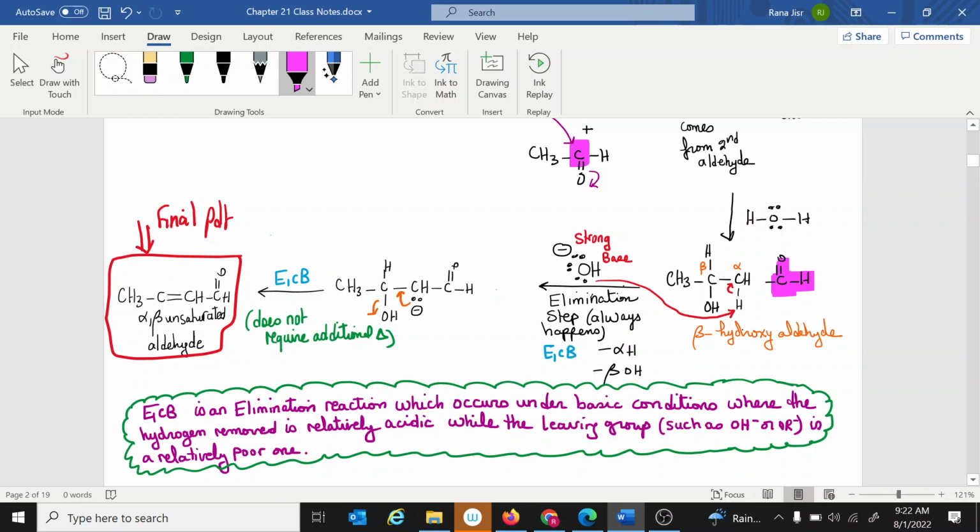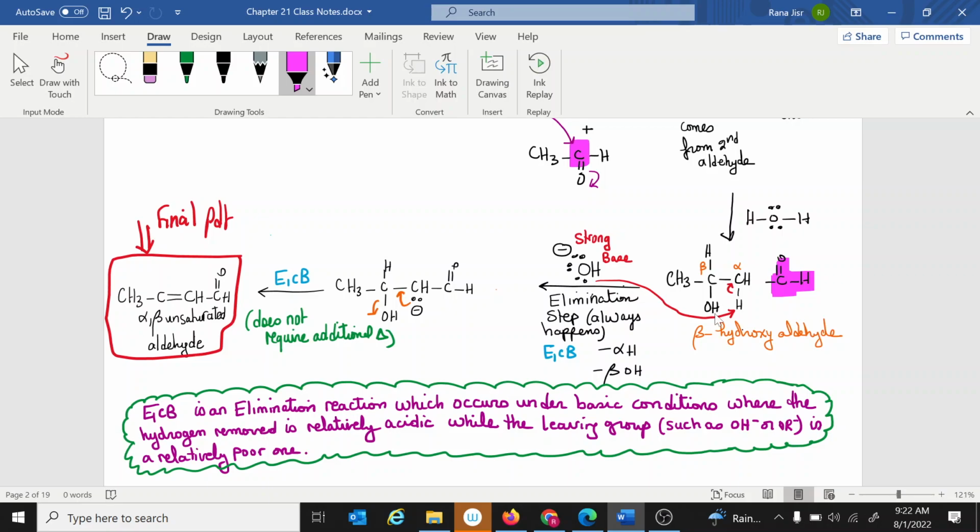It's a reaction that occurs under basic conditions where you remove a hydrogen from the alpha carbon, and this hydrogen from the alpha carbon is normally relatively acidic, while the leaving group is a very bad base. It's a strong base, which is a bad leaving group. And this is why I'm calling it E1CB, which is the elimination at the beta carbon. The OH still leaves. Why does it leave? Because you normally make your enolate, and the enolate forces the OH to leave.